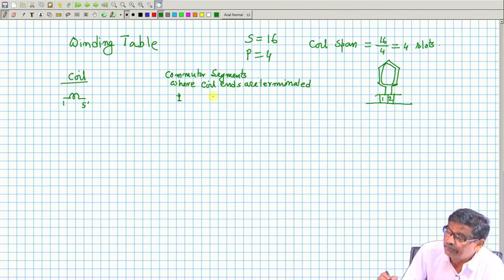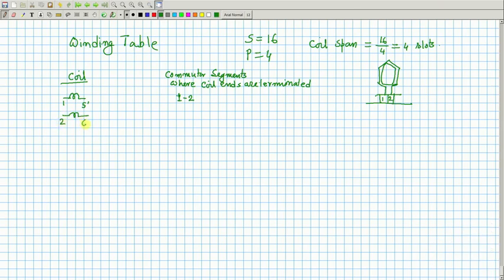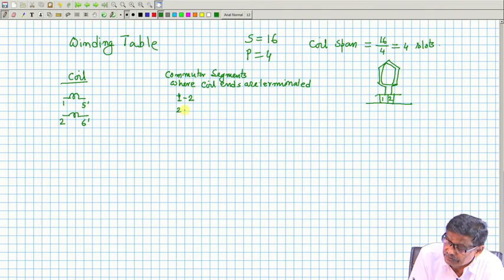So, commutator segments I will also number 1 to 16. So, 1 and 2, 1 will be terminated here, 5 dashed. Next coil 2 6 dashed. This junction I will terminate it in commutator segment 2 and its other end 3, like that. 3 7 dashed. In this way I will carry on.